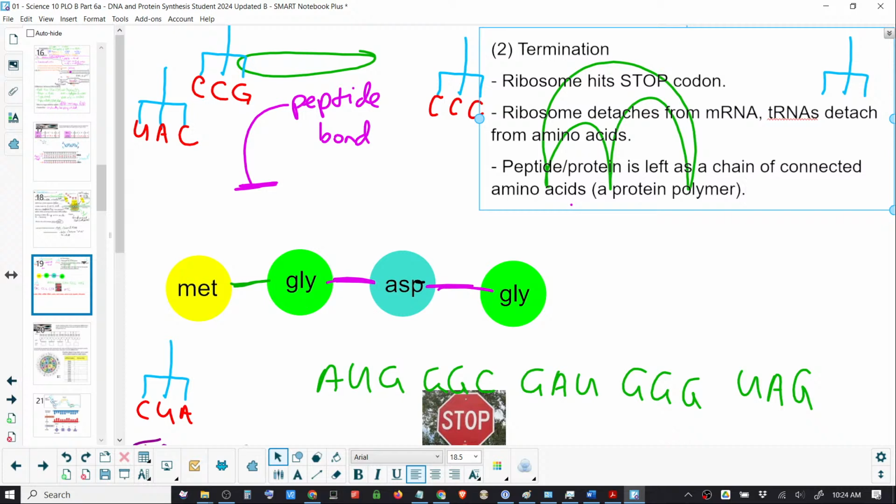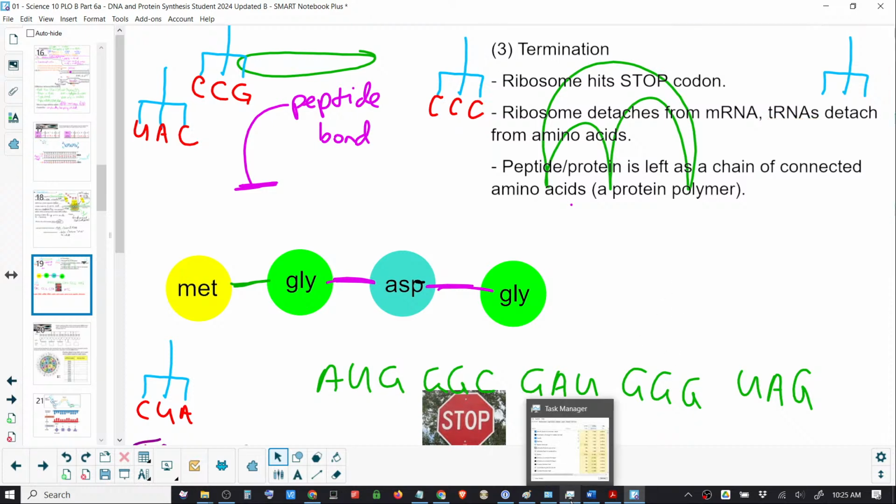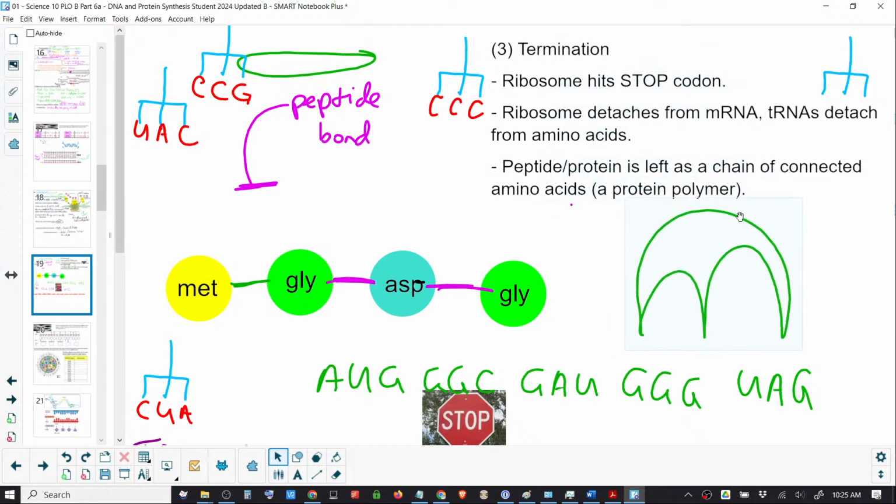So, draw the end result, termination. That is your last phase. And it is, in fact, phase 3. What's phase 2? Phase 2 is elongation. What was phase 1? Initiation.